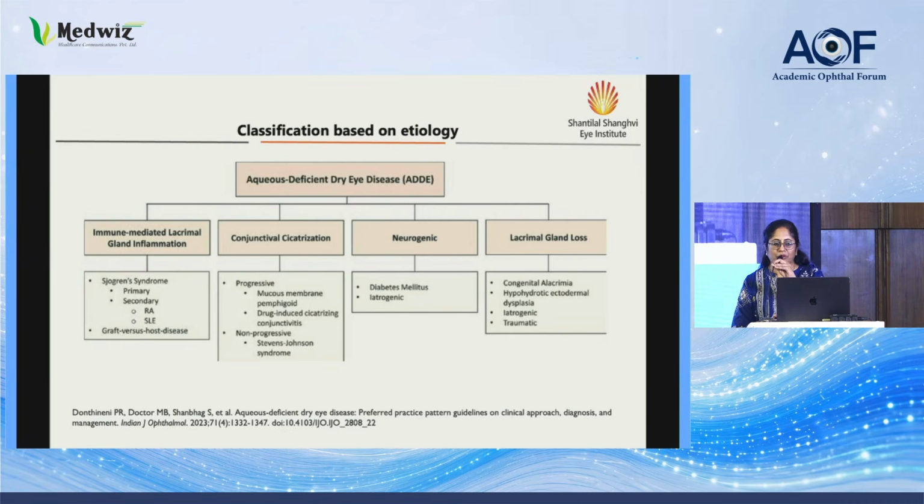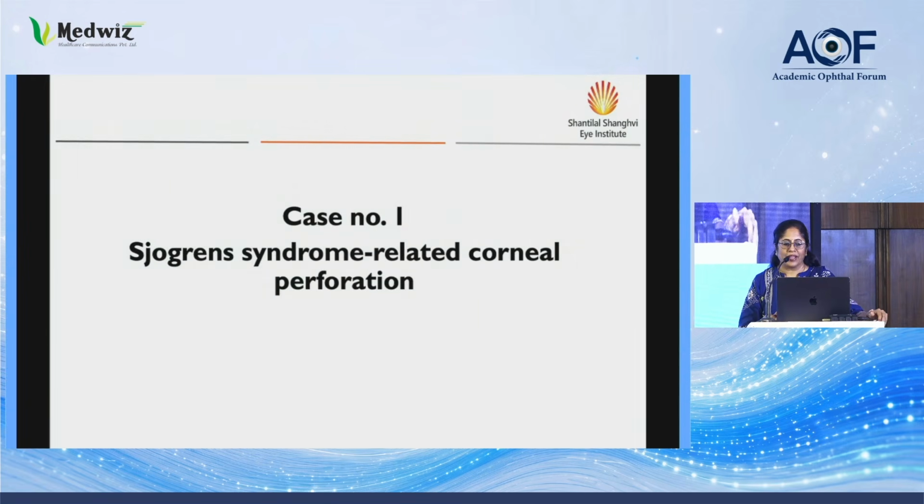Going back a little bit to the classification, all of you know that we've heard about the DEWS classification, and you can divide them into aqueous tear deficiency dry eye, which is what I'm focusing mostly on. And that can have various causes. We'll not go into detail today, but just try to memorize that these are the various causes for aqueous deficient dry eye disease. So, quickly through my cases.